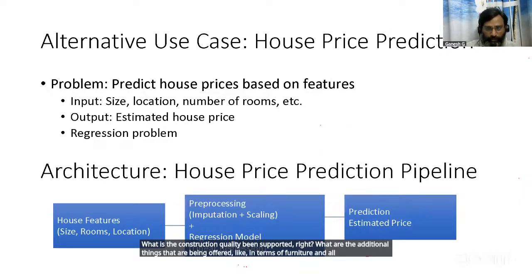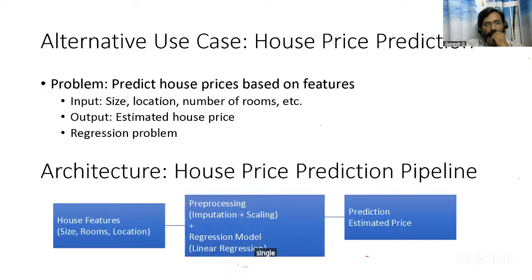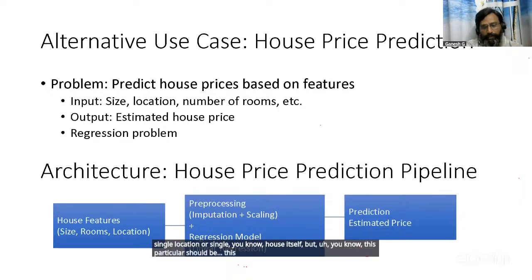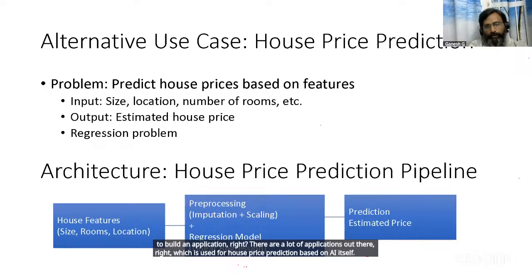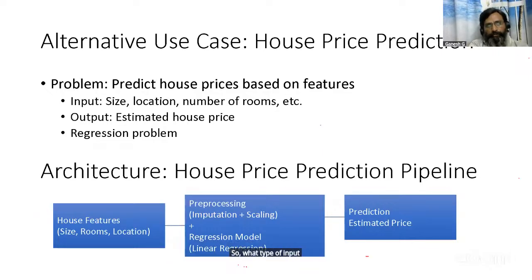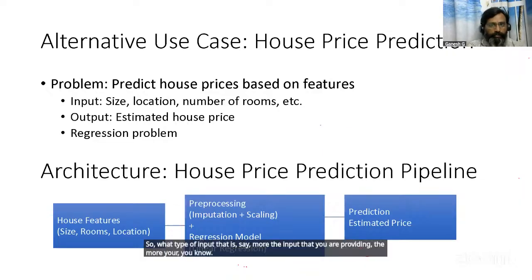We are talking about house price prediction, not for a single location or single house itself, but this is an example that you can use to build an application. There are a lot of applications out there which are used for house price prediction based on AI itself. The more input you provide, the more your model will be able to gauge and predict it.